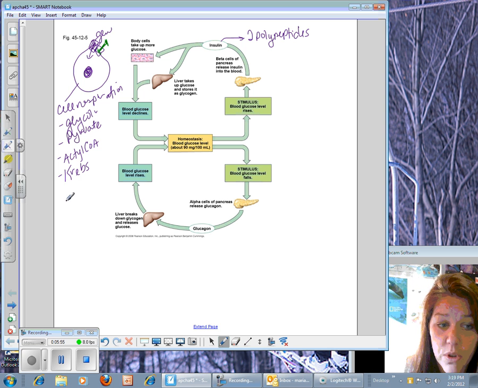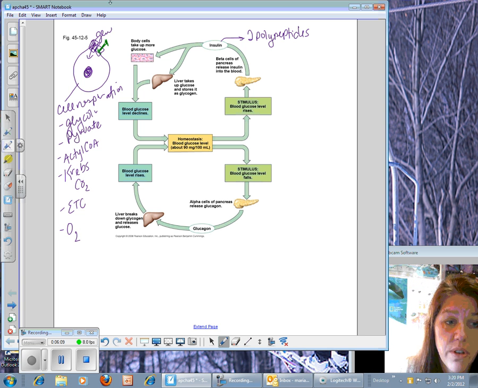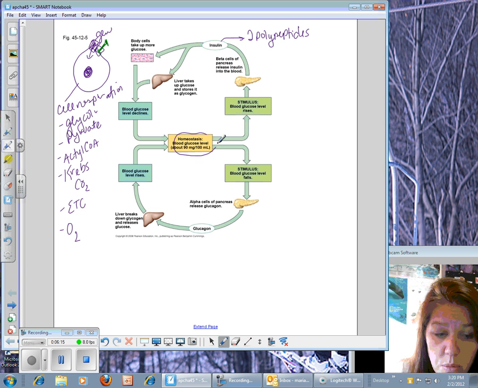The Krebs cycle will churn out some carbon dioxide, so we get CO2 released, and then to the electron transfer chain, where oxygen is the very last step, the final electron acceptor. So increased consumption of oxygen when this happens also. And then the blood glucose level will go down, and we're happy and we're homeostatic and everything's great.